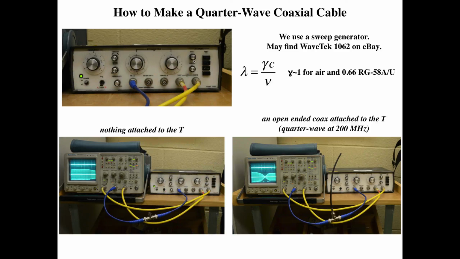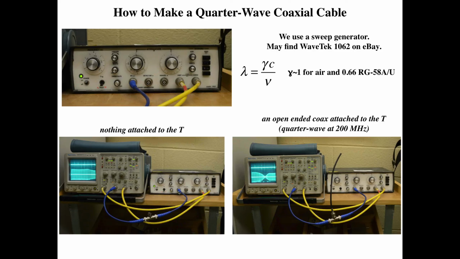So here's the way you make a quarter wave cable. What we use is a WaveTech sweep generator, shown here, a model 1062. You can still find these on the used equipment circuit, and an oscilloscope. So remember, our relationship between wavelength and frequency is wavelength equals c divided by nu times this correction factor here. For air or vacuum, that's equal to 1. For RG58, that's 0.66.